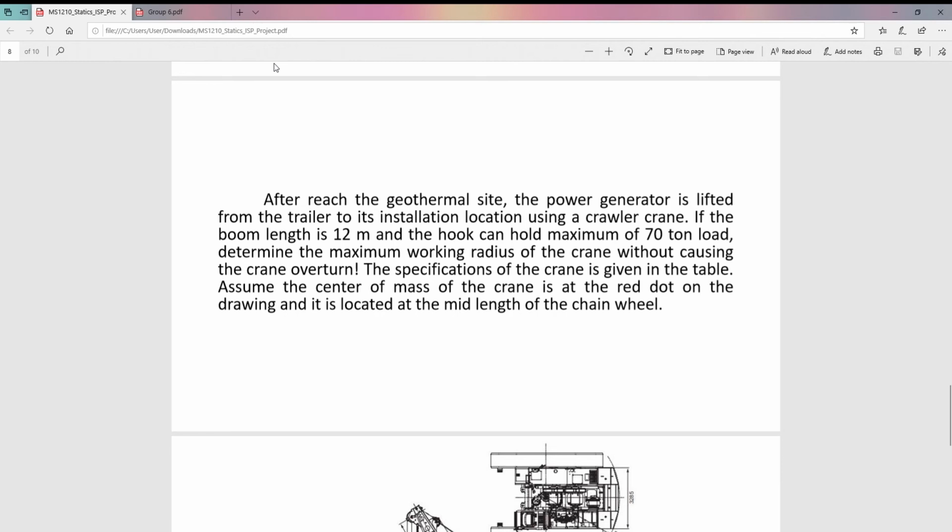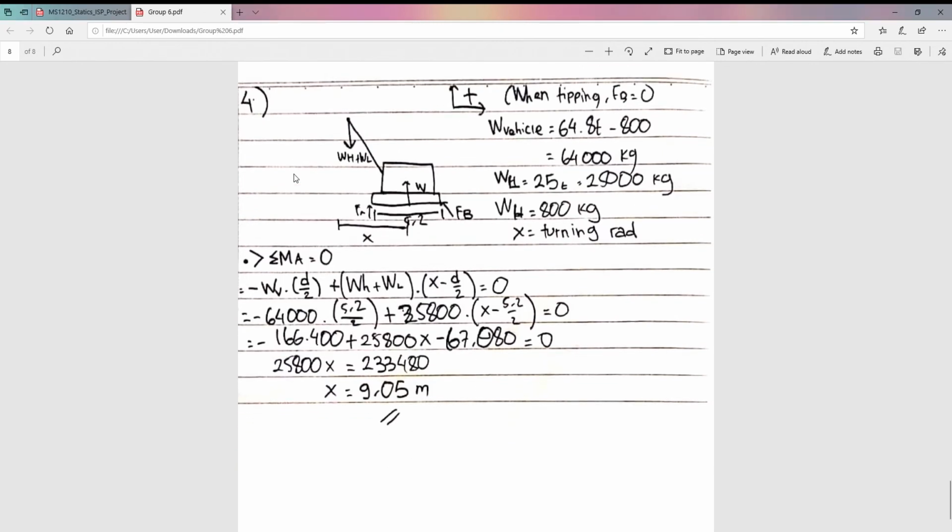So how we did it was, first we drew the free body diagram. This is just like the crane free body diagram. Okay, first we examine the free body diagram when it's tipping at its point B. So automatically FB will equal to 0. And since we are examining moment A, whatever force A is shouldn't matter.